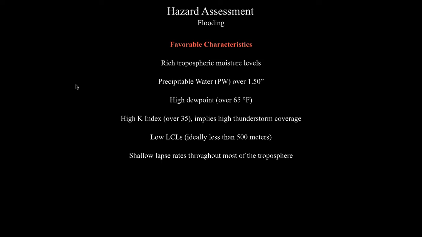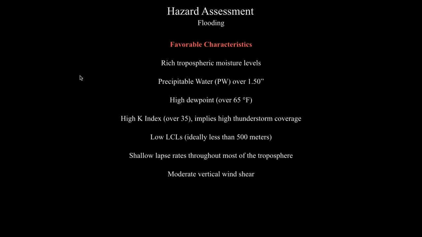Something else you want to see is shallow lapse rates throughout the entire troposphere. The reason is that you don't want a lot of cold air coming down to the ground level, which would tend to disrupt the thunderstorms that are in progress. If you have really shallow lapse rates, you're going to have less in the way of cold downdrafts, which means your thunderstorms have a chance to remain over the same area for longer, and they also have a better chance of not having their updrafts undercut by downward descending cold air.